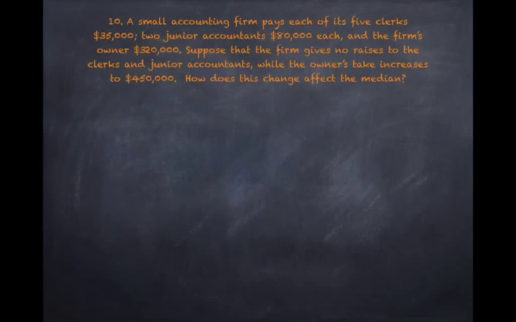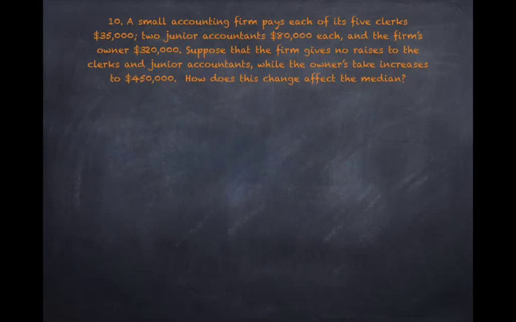And then our last problem, let's say there's a small accounting firm that pays its 5 clerks $35,000, the 2 junior accountants $80,000, and the firm owner is going to get $320,000. And so let's suppose that the firm gives no raises to the clerks and junior accountants, while the owner is going to take an increase to $450,000. That seems fair, doesn't it? And so you want to see how does this change affect the median.